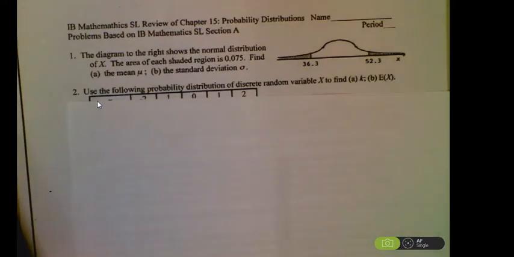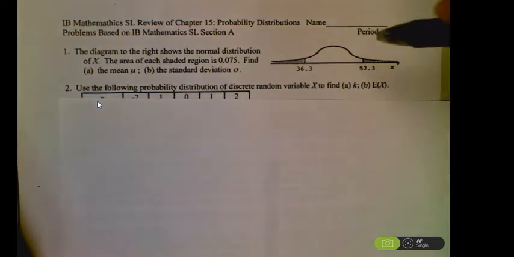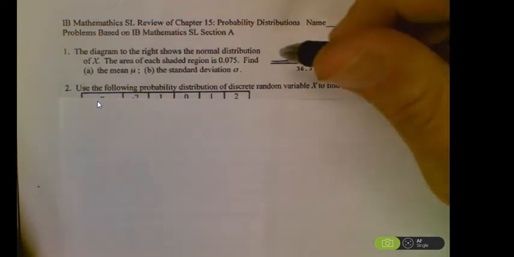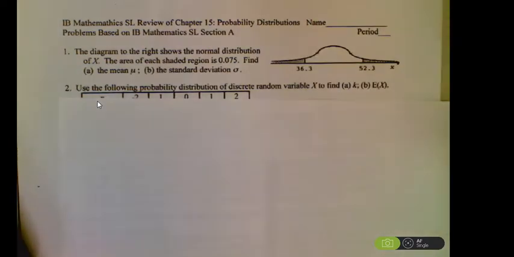Alright, starting off here with worksheet A for chapter 15. Number 1, so we got a diagram with the right normal distribution. So the area is 7.5%. Find the mean, find the standard deviation.